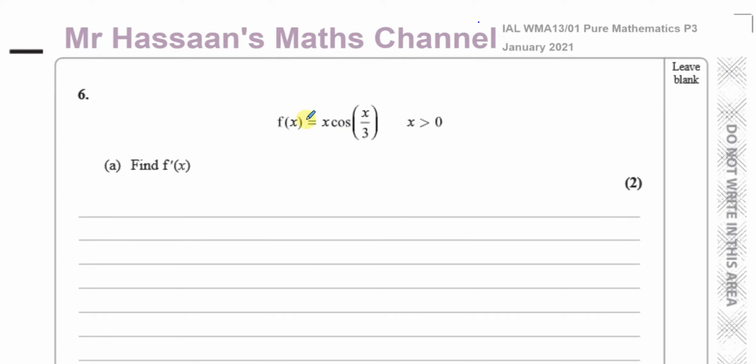There's nothing like the chain rule here. This is the product rule, although there's a chain rule inside it. So I'm going to call one of them u and the other one v. Let's call x u, and let's call cosine of x over 3 v.